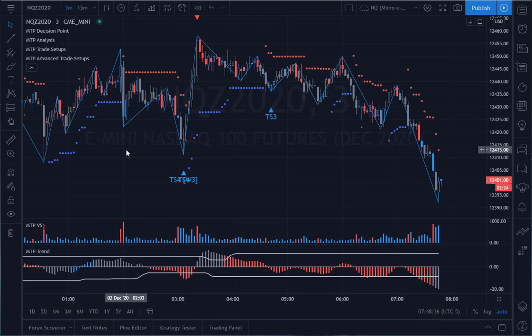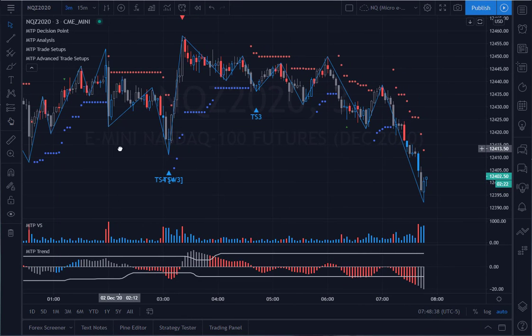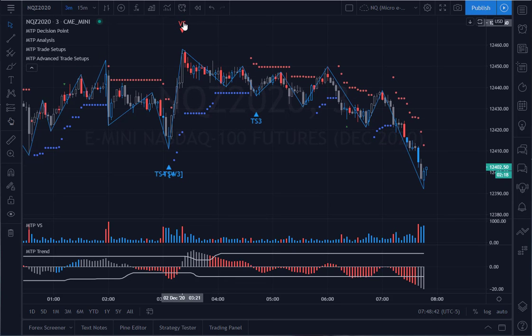Right, these are our new add-ons for TradingView. So the trade setup I'd like to look at is this VS sell. As you can see, it's in the direction of our MTP trend. That's why you wouldn't be taking that buy setup nor these buy setups, because they're against our red MTP trend.